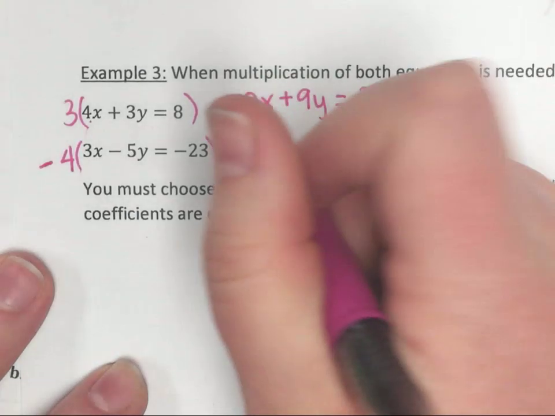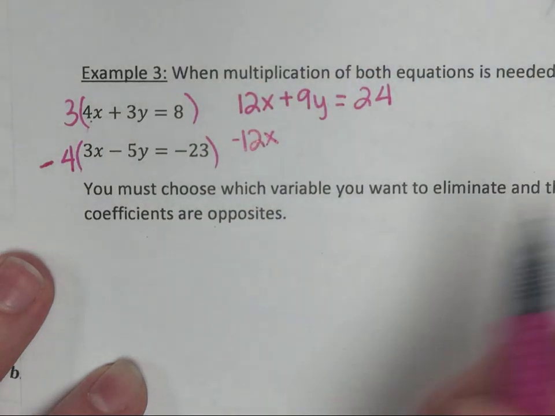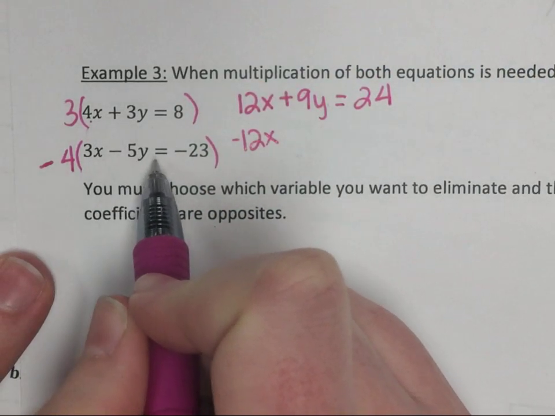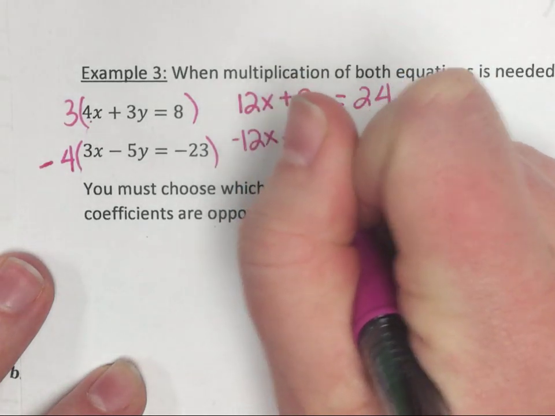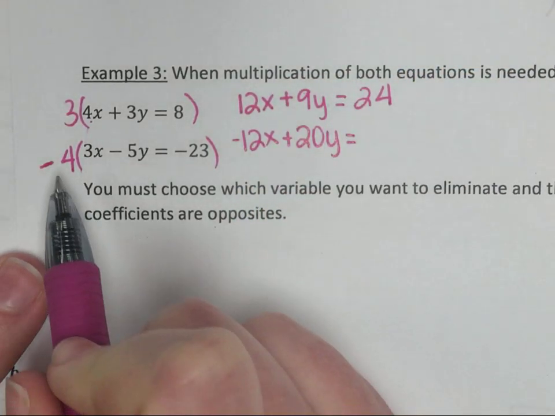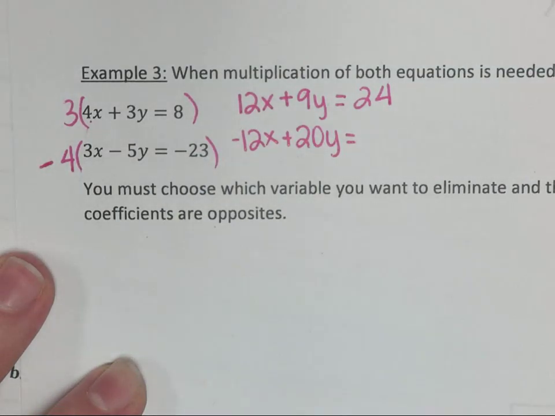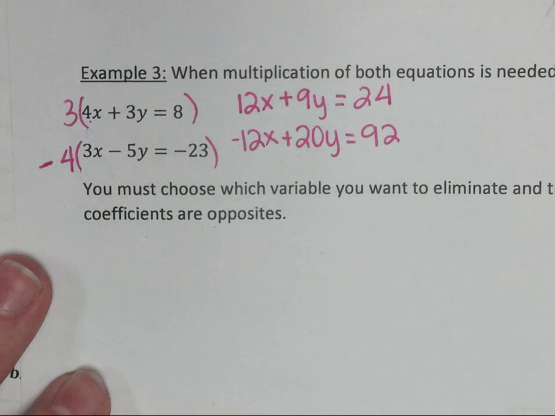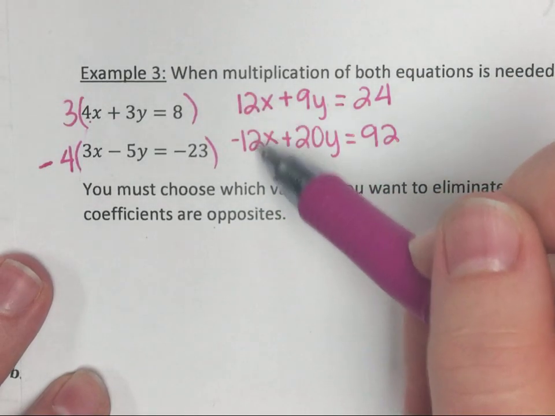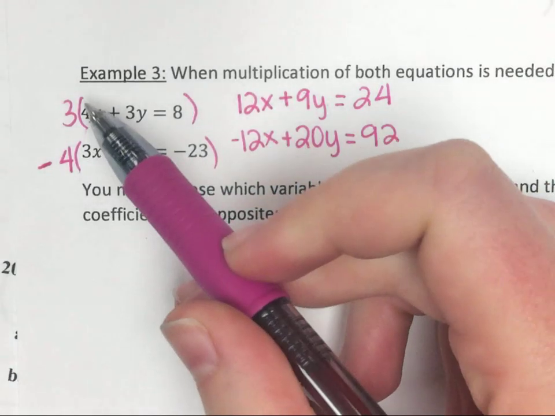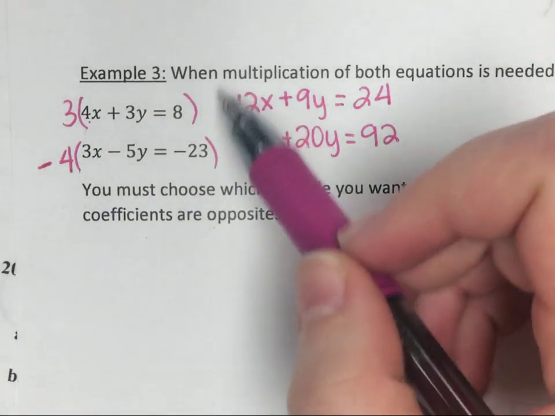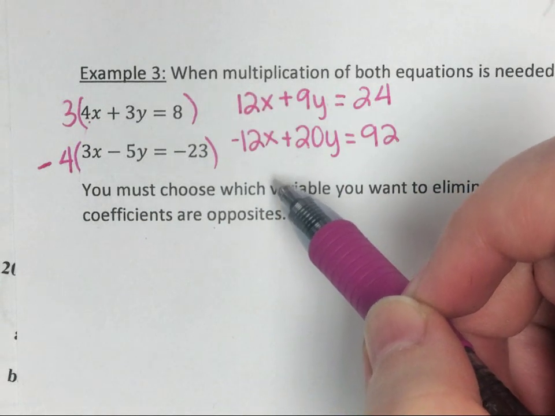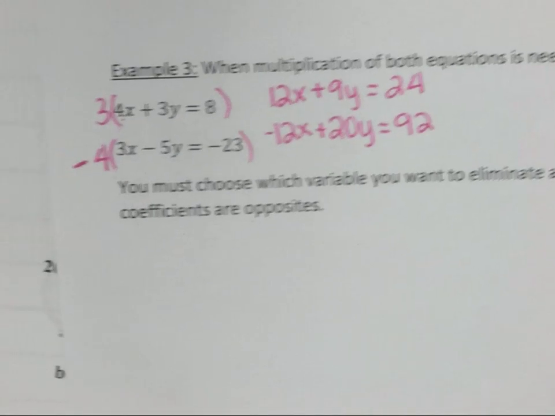Negative 4 times 3x is a negative 12x. Negative 4 times a minus 5y gives us a positive 20y. And negative 4 times a negative 23 is a positive 92. Okay? So the whole purpose of elimination is to get opposite coefficients for one of the variables. Y'all chose x, and y'all chose to make this bottom one negative. Y'all could have made the top one negative. It didn't matter.